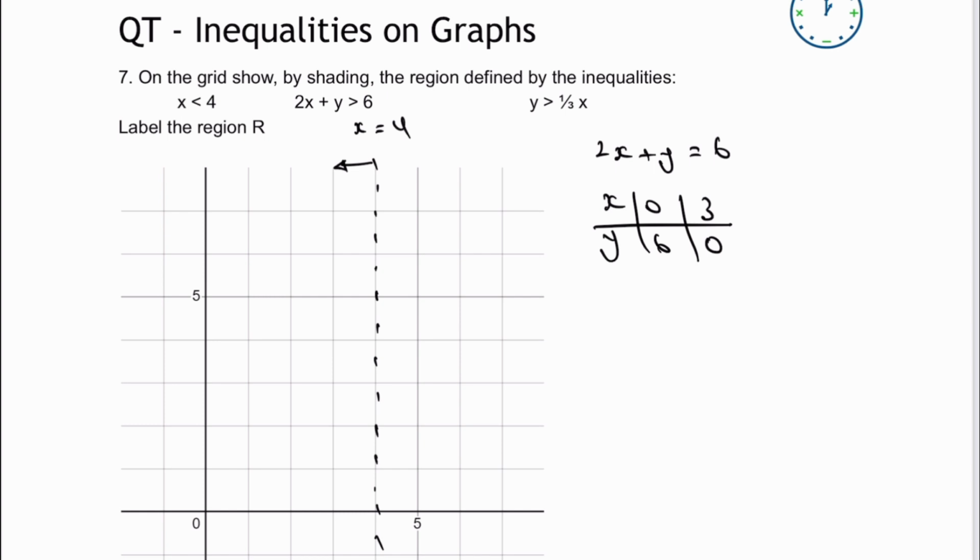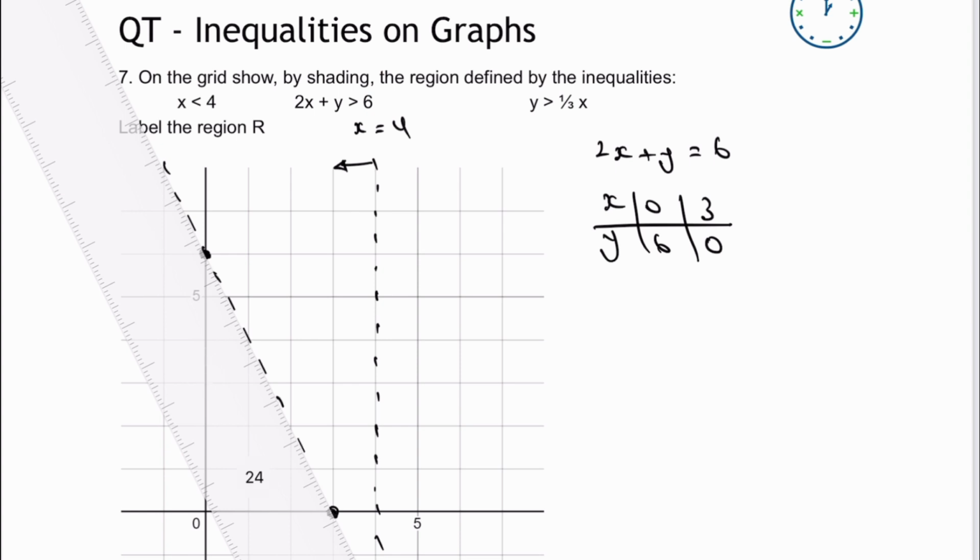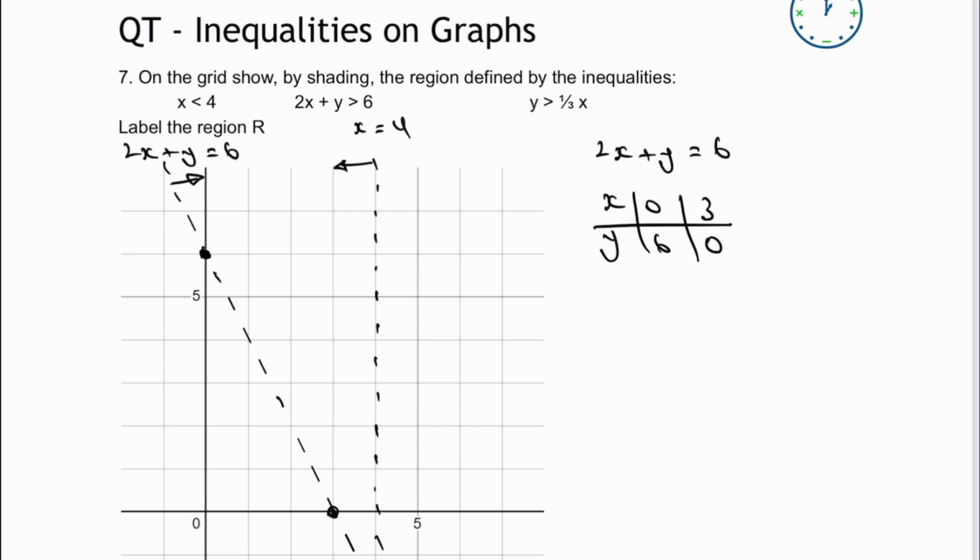The first one will be 0, 6, which is going to be here, and then I've also got 3, 0, which is going to be here, and I'm just going to put a ruler and draw a straight line. Okay, and again it's going to be a dashed line, because the inequality doesn't include the values of 2x plus y. Let's have a look then at how we can put our arrow. Well, it's going to be greater than 6, therefore it's going to be on the right hand side of the inequality.